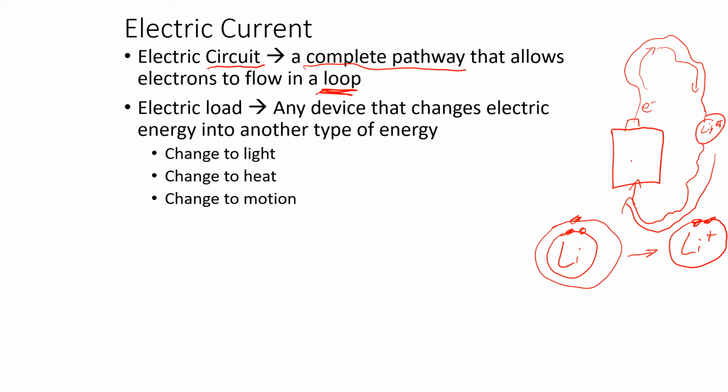Now, a load is a device that changes electric energy into another type of energy. It can change into light. So this example that I did right here, it changed into a light. It can change into heat. So instead of having a light there, you can have a heater, or you could have a motor there to create motion. But all of those things, having a light, heater, motion, or whatever it may be, that's called a load.